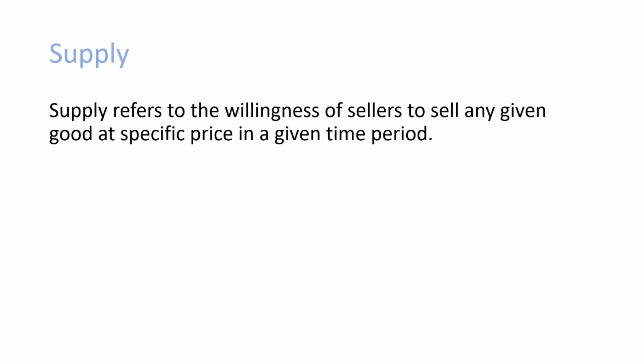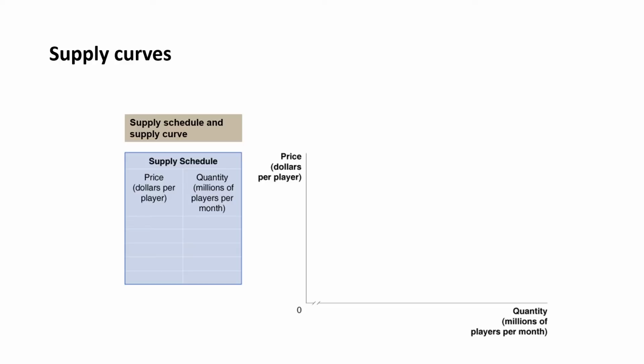Now let us move to the supply curve. If the demand represents the individual or the consumers, a supply curve, from the name, will represent the suppliers. The supply refers to the willingness of the seller to sell any given goods at a specific price at a given time period. Now if we look at this graph, we are looking from the supplier point of view.